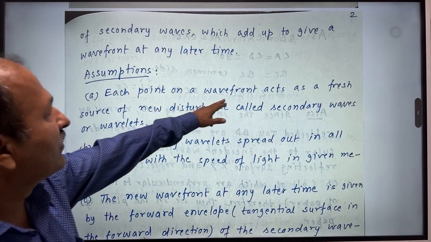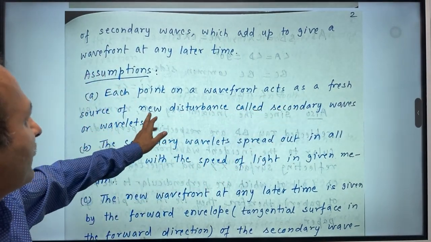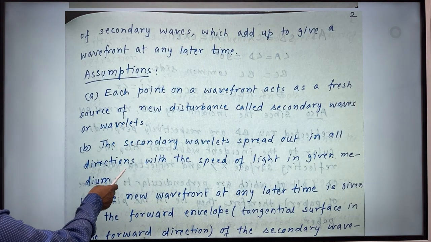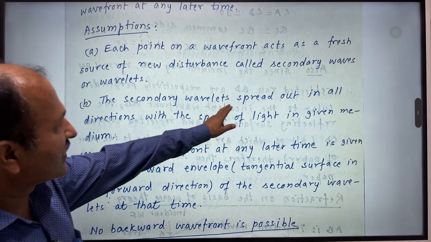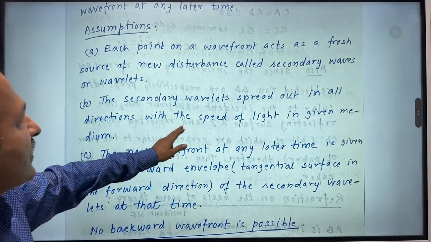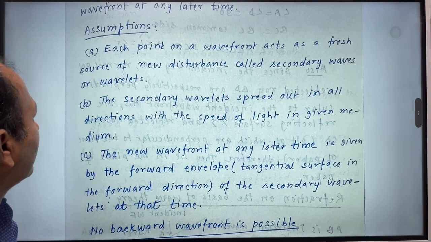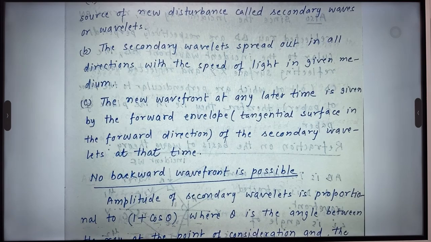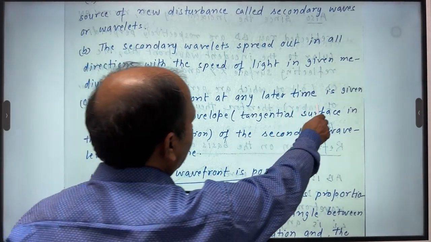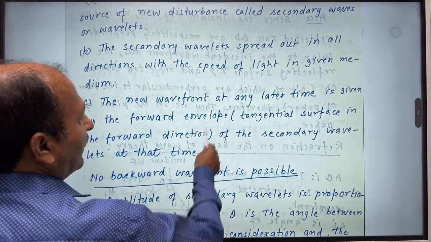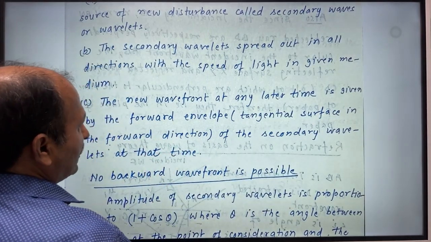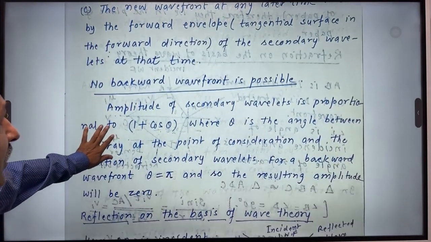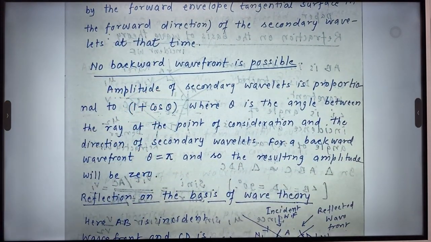Then we see the assumptions. Each point on a wavefront acts as a fresh source of new disturbance called secondary waves or wavelets, right? Then the next point is that the secondary wavelets spread out in all directions with the speed of light in the given medium. You have seen the first point and this is the second point. Now let's go to the third point. The new wavefront at any later time is given by the forward envelope, that is the tangential surface in the forward direction of the secondary wavelets at that time. And one important point, no backward wavefront is possible.